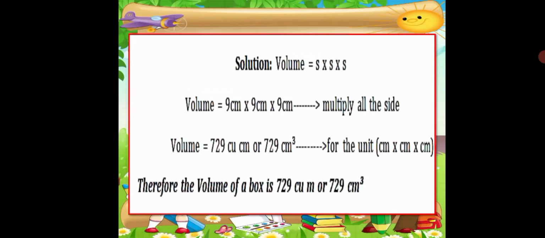In our solution, the volume is equal to side times side times side. Volume is equal to 9 cm times 9 cm times 9 cm. And then, you are going to multiply all the sides. 9 times 9 times 9 is equal to a volume of 729 cubic centimeters or 729 centimeter cube. Therefore, the volume of the box is 729 cubic centimeters.